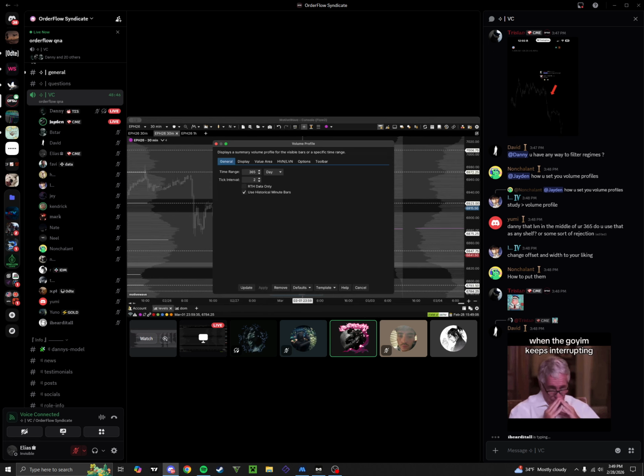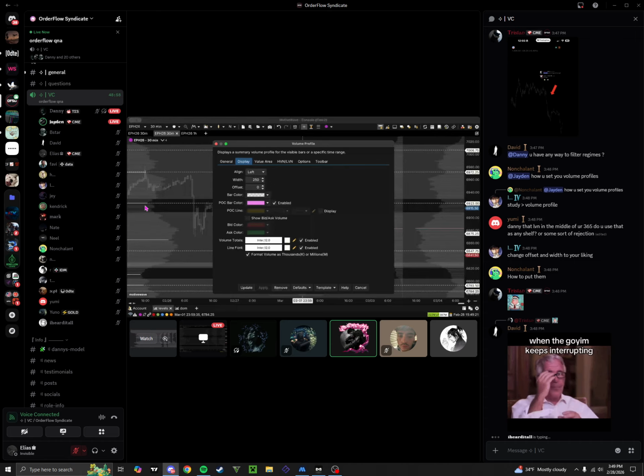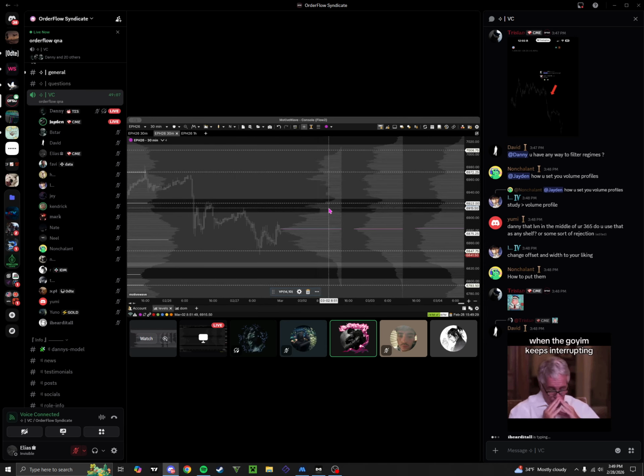So it might not look exactly like this. You might have to mess around with the settings, but for the one on the left, I obviously align it left. The width, I would turn it up to like 250 so you can see the balance areas more clearly, because whenever it's at like 100, the lines are super small. It's harder to see. The colors, bro, you just do whatever you want with those. It doesn't matter.